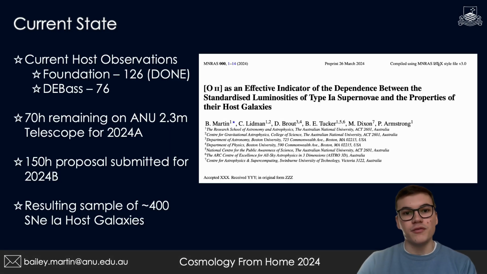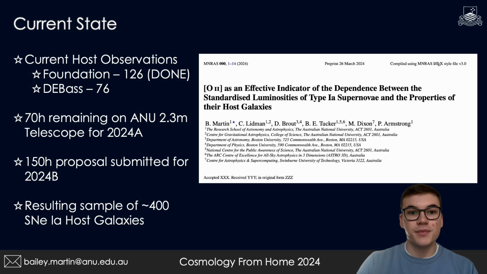So that was an overview of my first lead authored paper, which was submitted to Monthly Notices in March this year. In this paper, I used a sample of 75 host galaxy spectra, but to date I've now obtained 202 host galaxy spectra in total. I still have 70 hours of observing time this semester, and I've submitted a proposal for 150 hours in the second half of this year, which, if successful, will give me a sample of around 400 host galaxies by the end of this year.